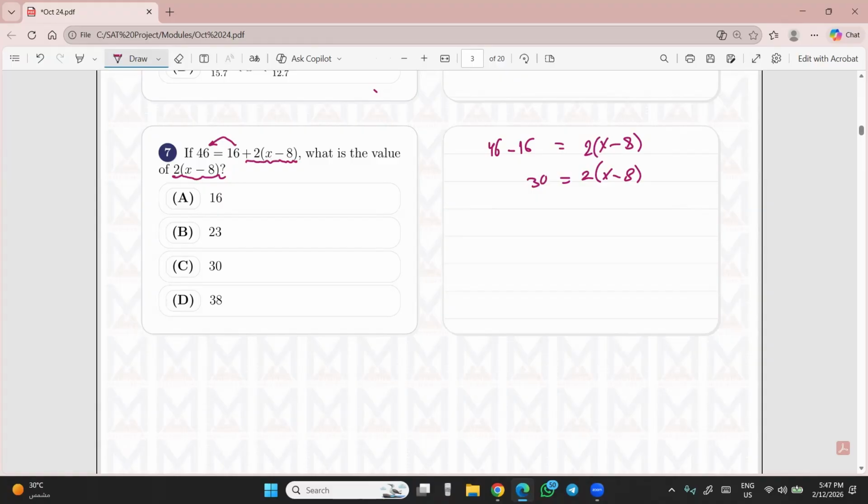How can we continue? We do not continue. We just stop here because we need to get 2 times x minus 8. That's already here. So the answer is equal to 30, and that saves too much time, instead of using the calculator to get the value of x and then substitute, which takes some more time.